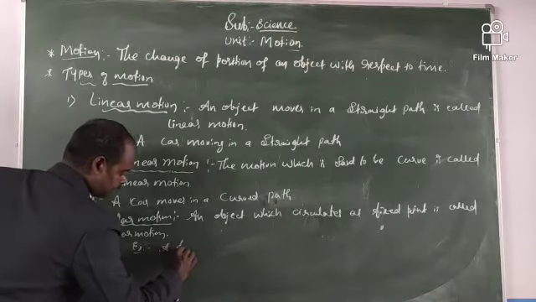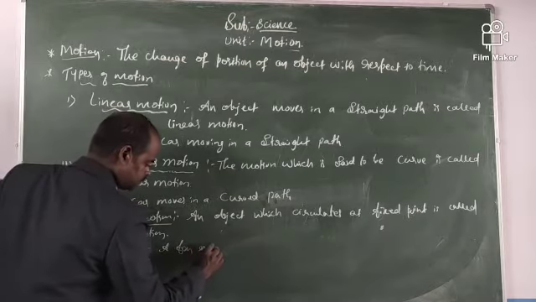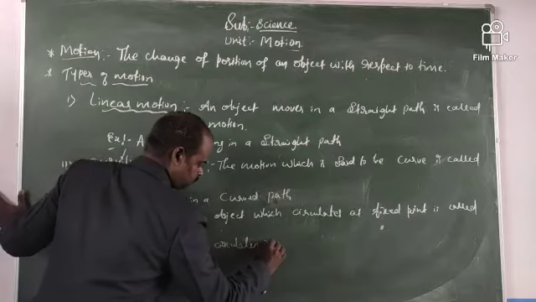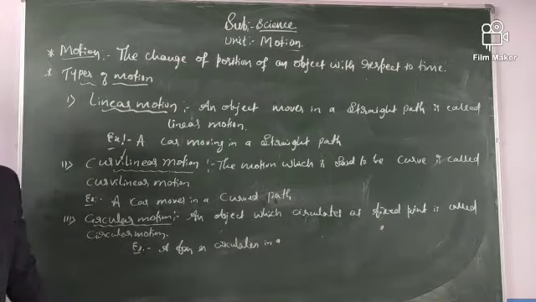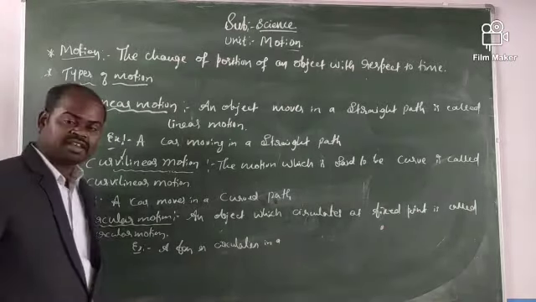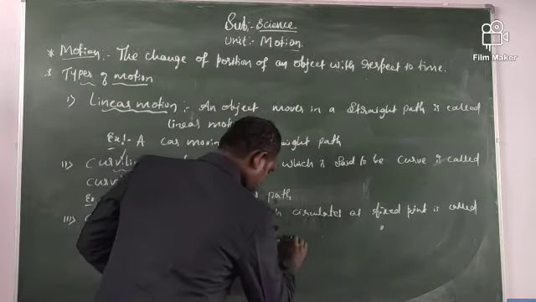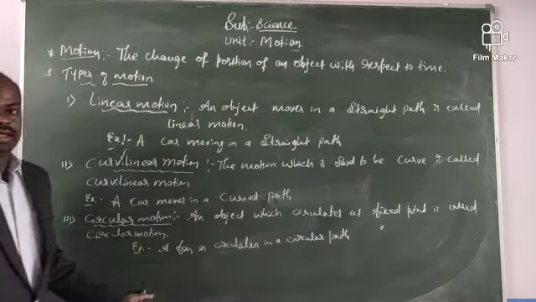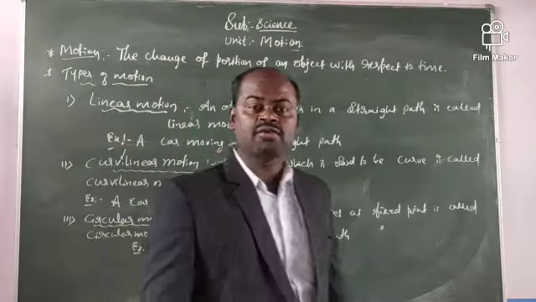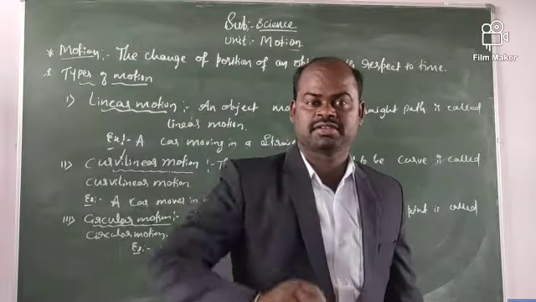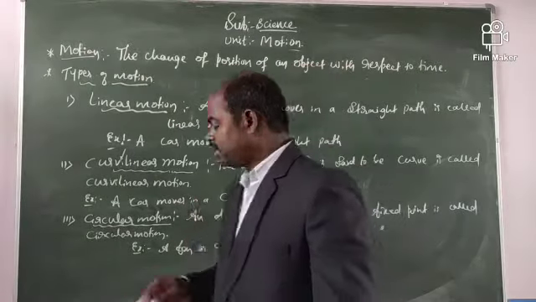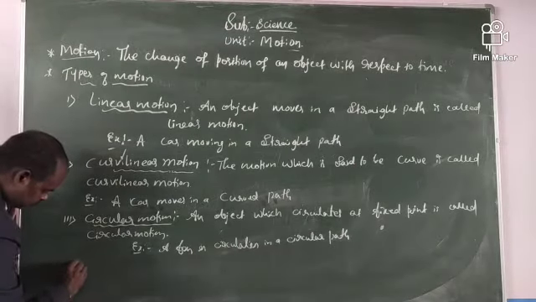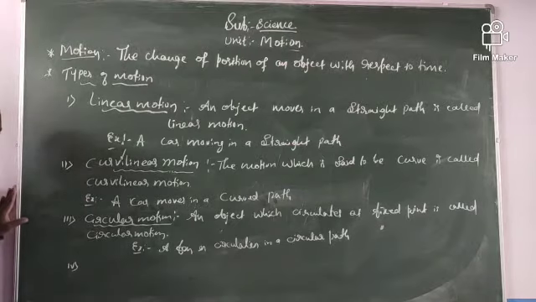A fan circulates. How does the fan circulate? Yes, the fan circulates in a circular path. In physics, we tell how the electrons are revolving around the nucleus. In the same way, circular motion also occurs.